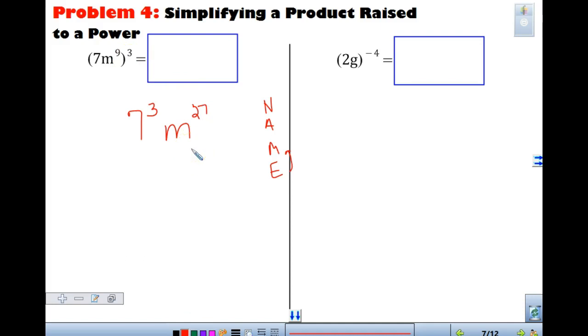So if I'm finishing the problem, Kylie, did you put it in your calculator yet? 7 to the 3rd? 343 and m to the 27. Yes. Good. Questions?